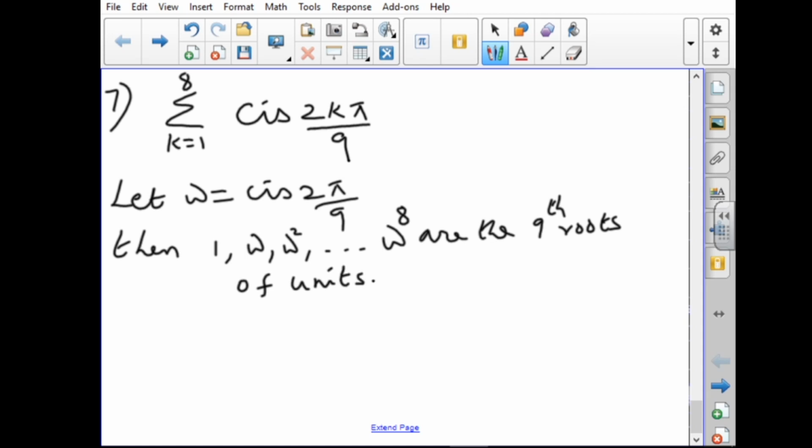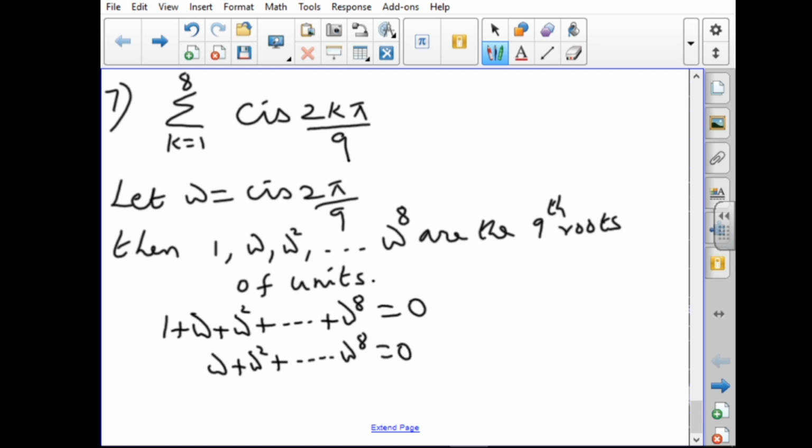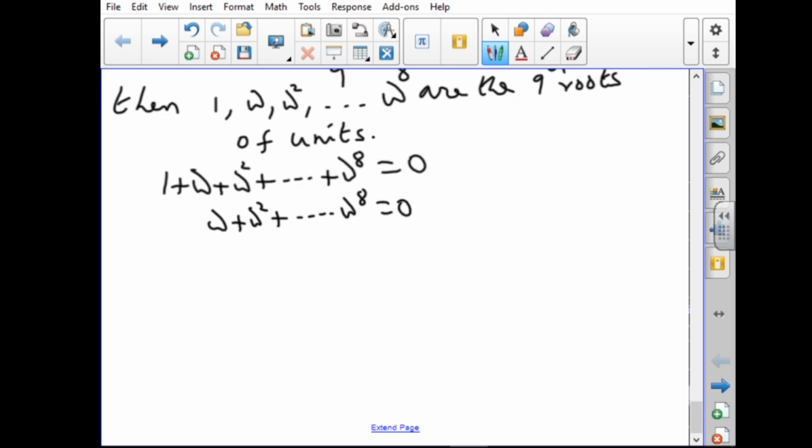So now because these are the 9 roots of unity, by the result we get 1 plus omega plus omega square plus etc. up to omega power 8 is equal to 0. So that is, omega plus omega square plus etc. up to omega power 8 is equal to minus 1, and this is nothing but sigma k is equal to 1 to 8 cis 2k pi by 9.